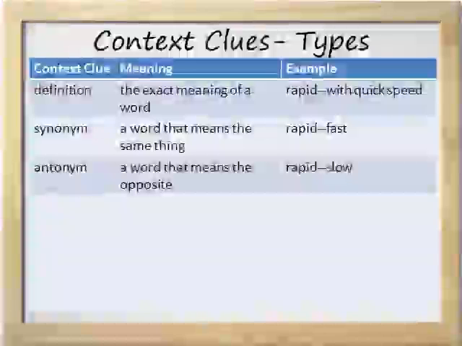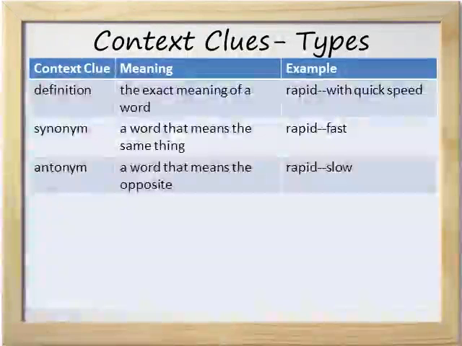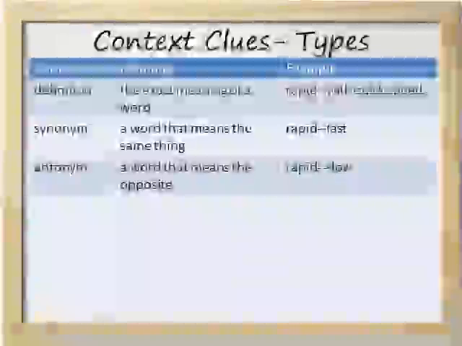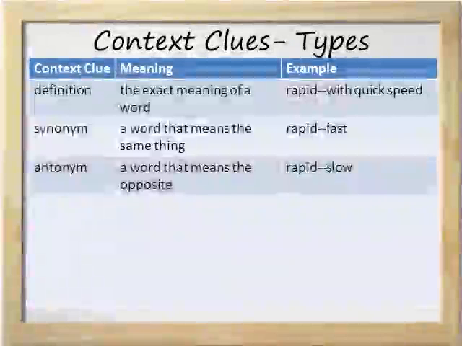The third type of context clue we'll learn about is an antonym. An antonym is a word that means the opposite. For example, the opposite or antonym of rapid is slow.